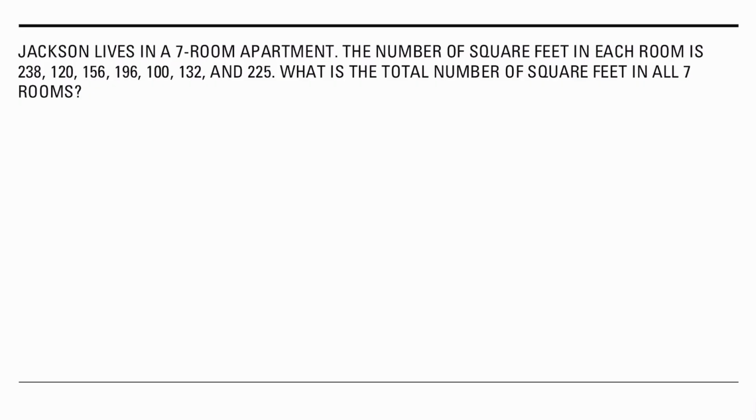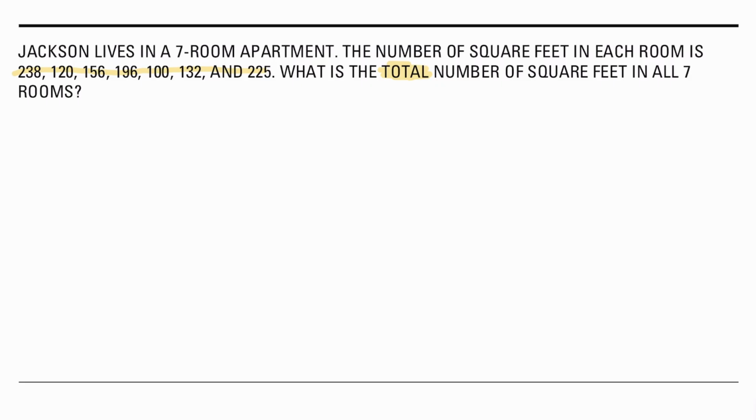All right, Jackson lives in a 7-room apartment. The number of square feet in each room is 238, 120, 156, 196, 100, 132, and 225. What is the total number of square feet in all 7 rooms? And so, bit of an odd question. So, a 7-room apartment. And so, we're trying to find the total number of square feet. And so, I'm looking here, I'm identifying the word total. At that point, I would then realize that I'm looking for some kind of sum, or I'm looking for some numbers added together. And luckily, I have all of the numbers listed out there.